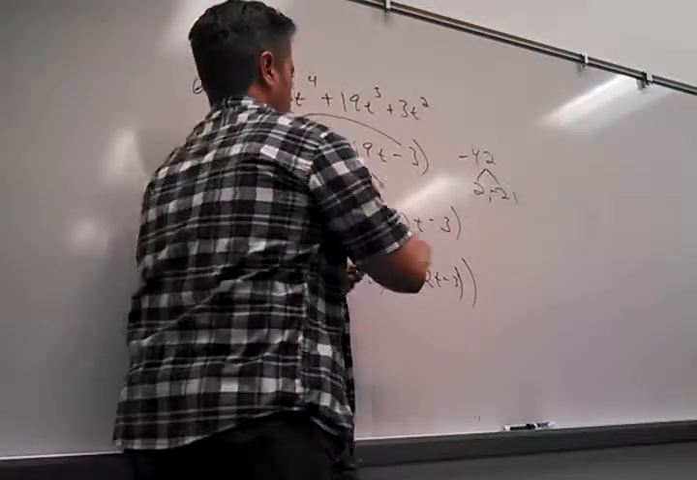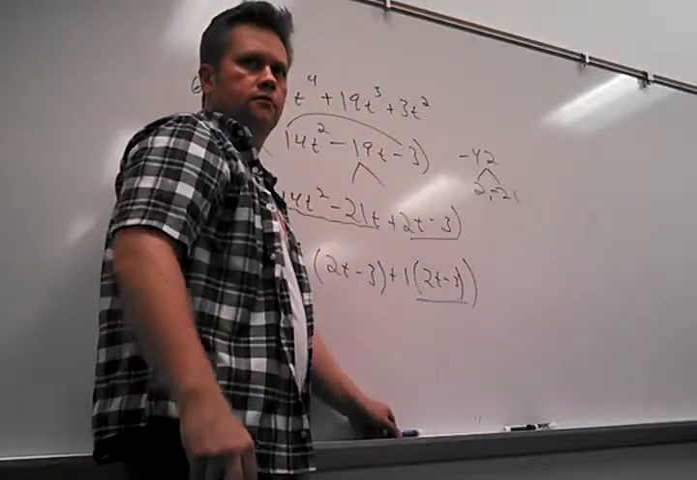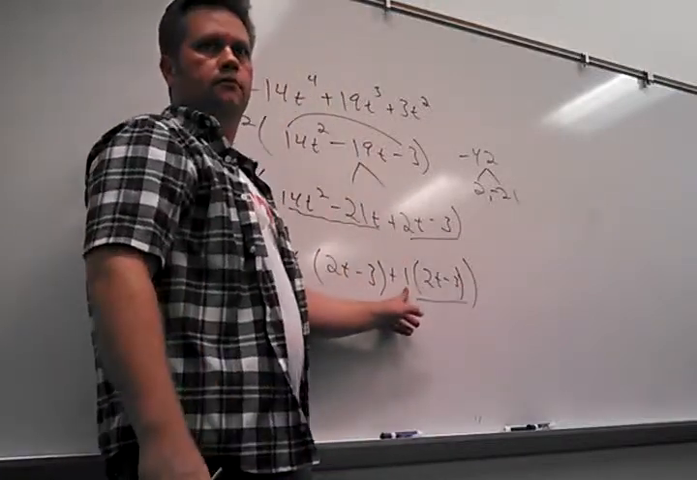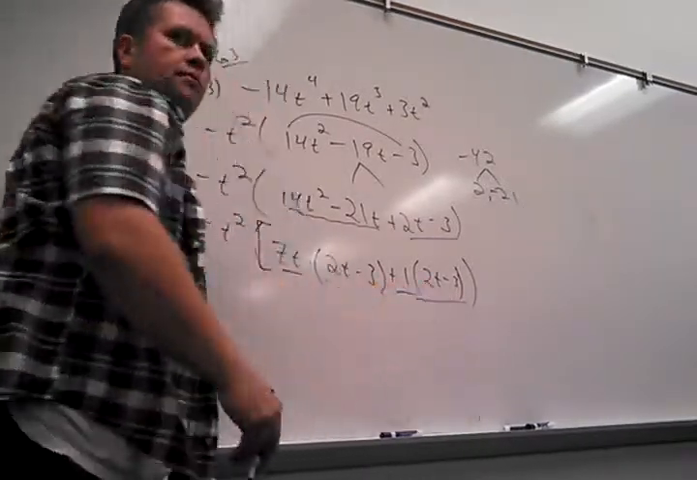Where did the 1 come from? Because can anything come out of 2t minus 3? No, so I just can take a 1 out. And the reason I do that is it's so much easier now to see the next step.